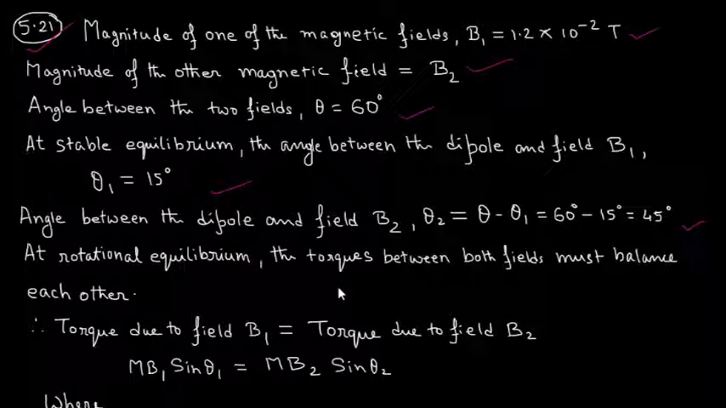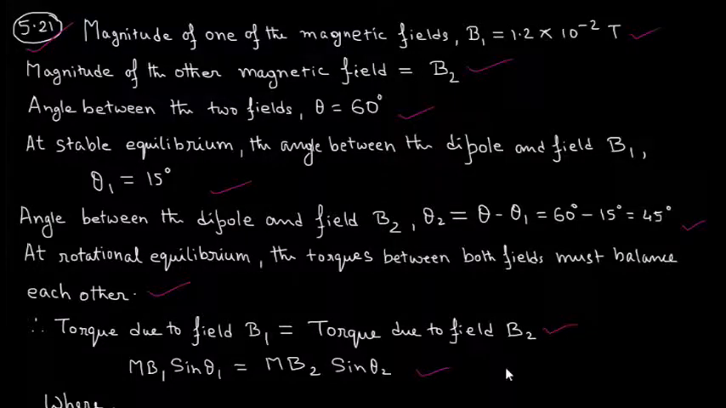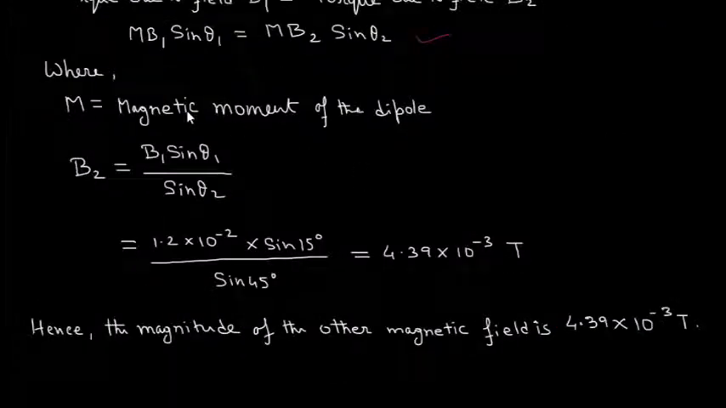At rotational equilibrium, the torques due to both the fields must balance each other. Torque due to the field B1 is equal to torque due to the field B2. So the value for the torque due to field B1 is m B1 sin theta 1, which is equal to the torque due to field B2, m B2 sin theta 2, where m is the magnetic moment of the dipole. B2 is equal to B1 sin theta 1 upon sin theta 2.